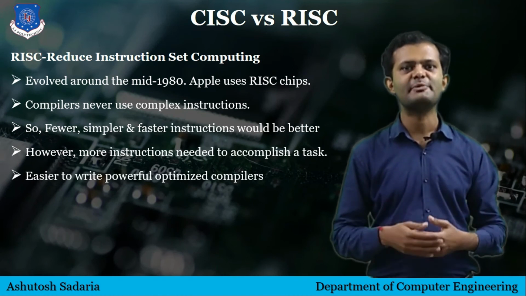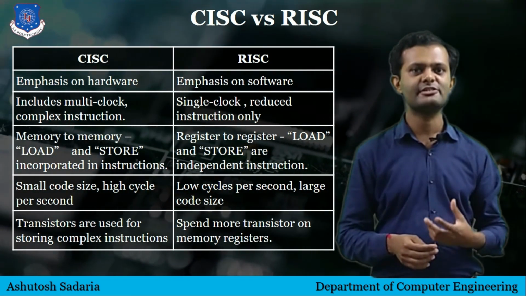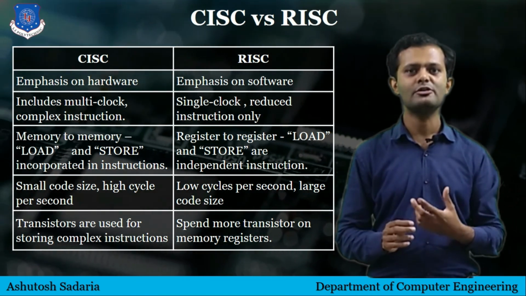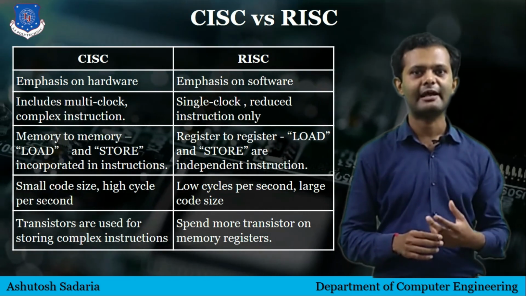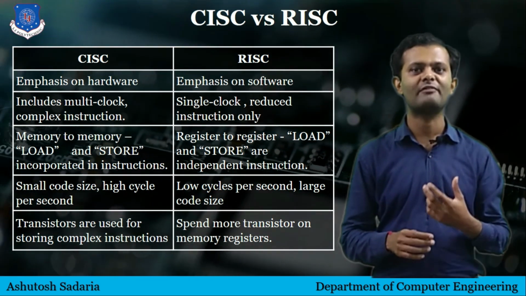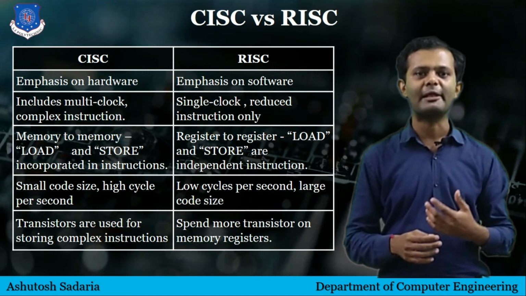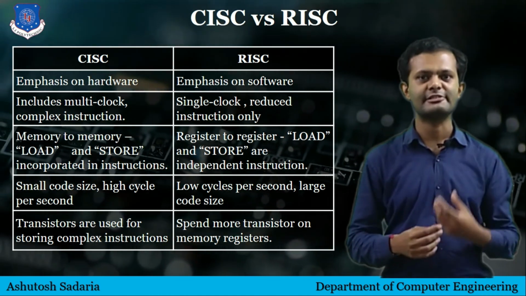So, let's see the difference between CISC and RISC. In CISC-based computers, more emphasis is on hardware, and in RISC-based computers, more emphasis is on software. CISC includes multi-clock and complex instructions, while RISC includes single clock and reduced instructions only.